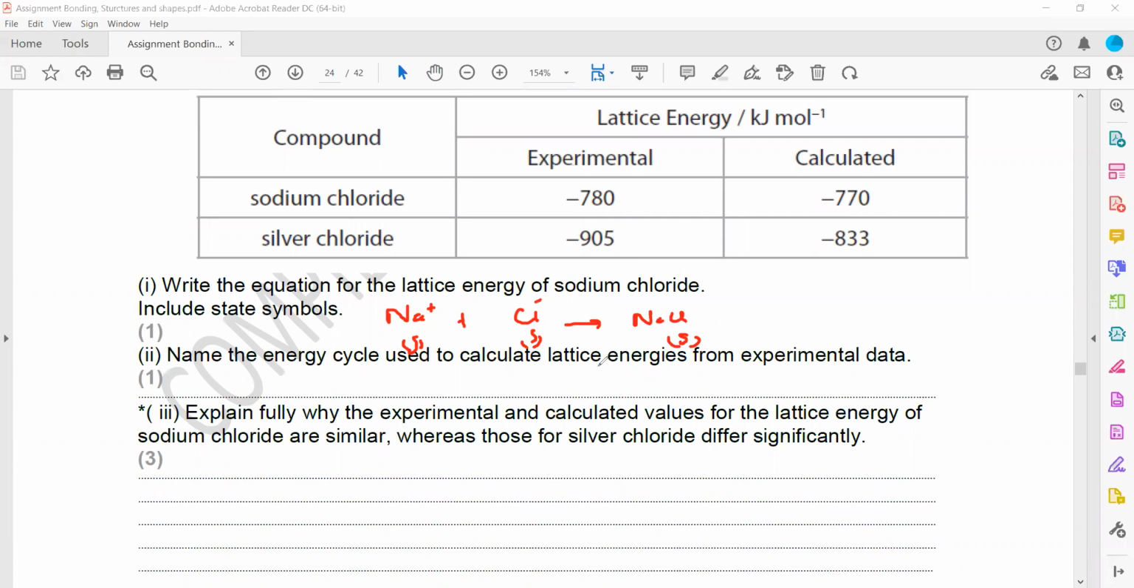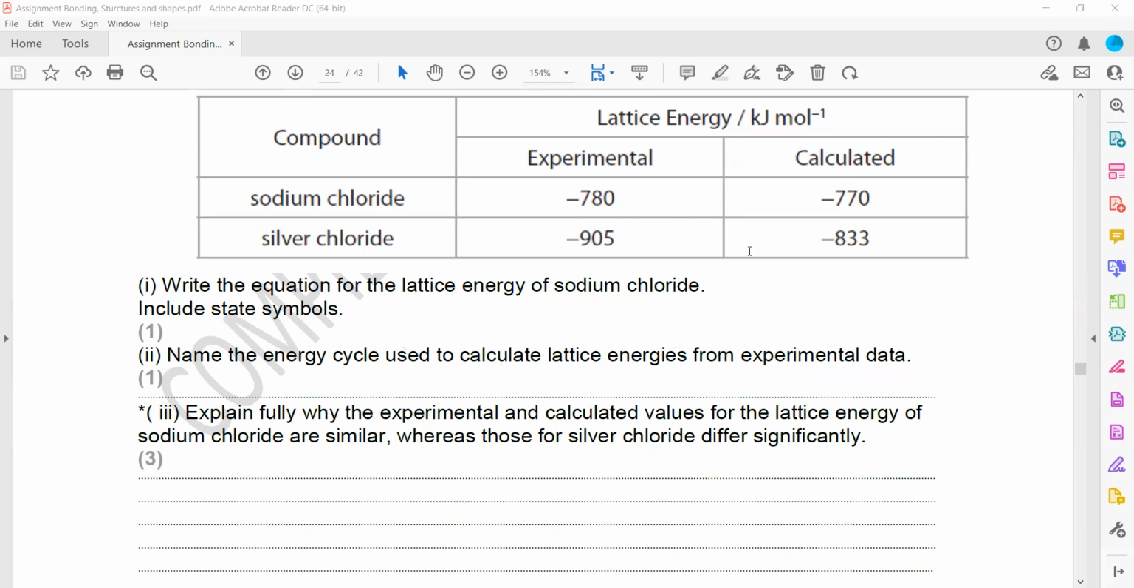Name the energy cycle used to calculate the lattice energy from experimental data. That is called Born-Haber. But this part is actually not in the new syllabus. In the new syllabus, the Born-Haber cycle you will study in A2. Before, it was in AS. That's why this question is from paper 2016 onward.